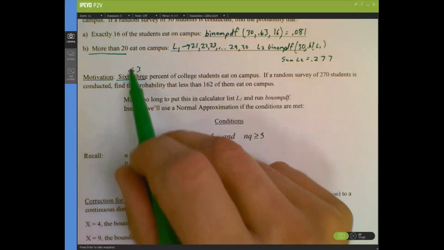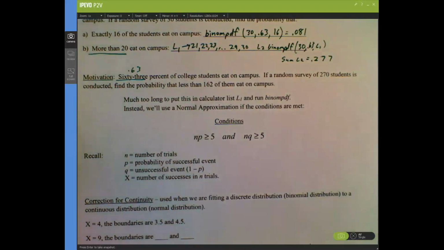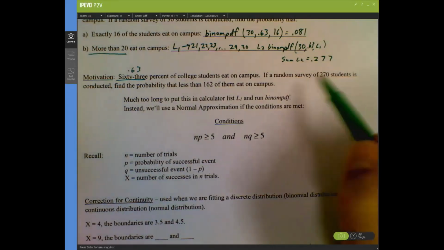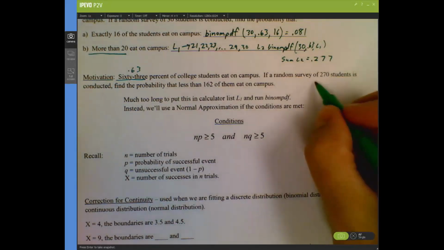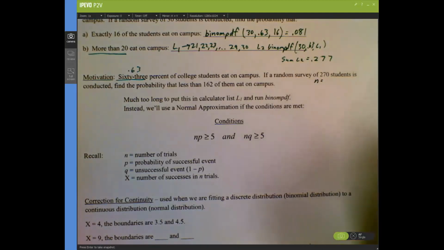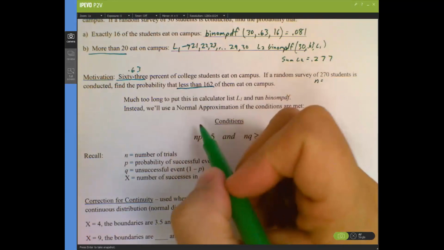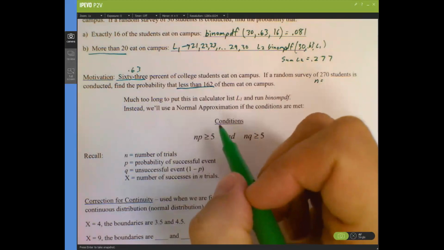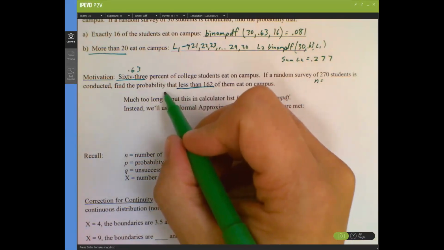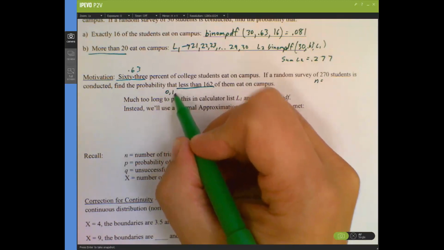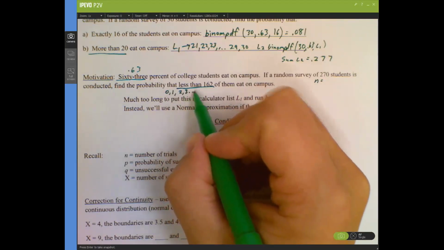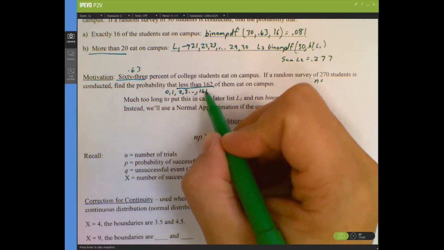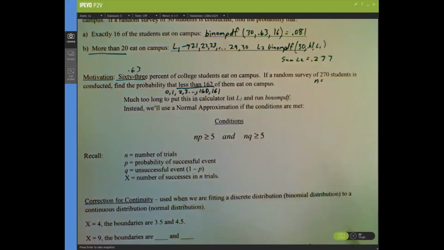Again, we have 63% of college students eating on campus. Now we have a survey of 270 students for our n value. Find the probability that less than 162 of them eat on campus. If you tried putting this in your list 1, you would have to start with 0, 1, 2, 3, all the way up to 160, 161. That is a lot of numbers to try to put in. Do you think your calculator could even handle that much data?